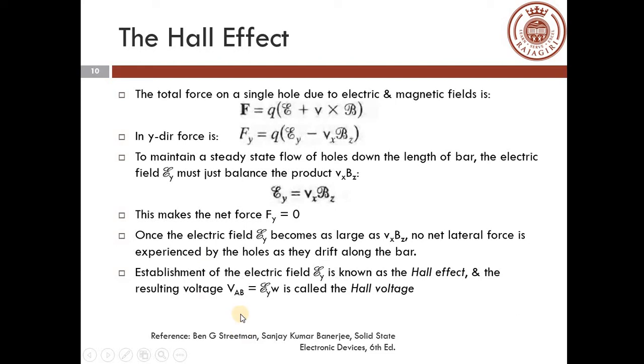So when is epsilon y set up? Epsilon y is set up as the magnetic field starts shifting the path of the holes, and once epsilon y is set up, the holes do not experience a net force in the y direction because this epsilon y exactly balances the force on the holes due to magnetic field. So this setting up of epsilon y is called Hall effect, and the resulting voltage, that is epsilon y into the width of the semiconductor material, W, is called the Hall voltage.